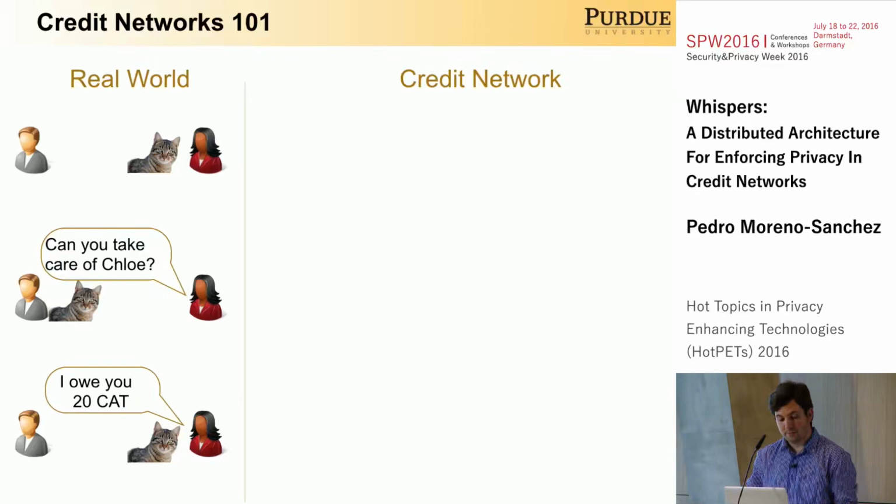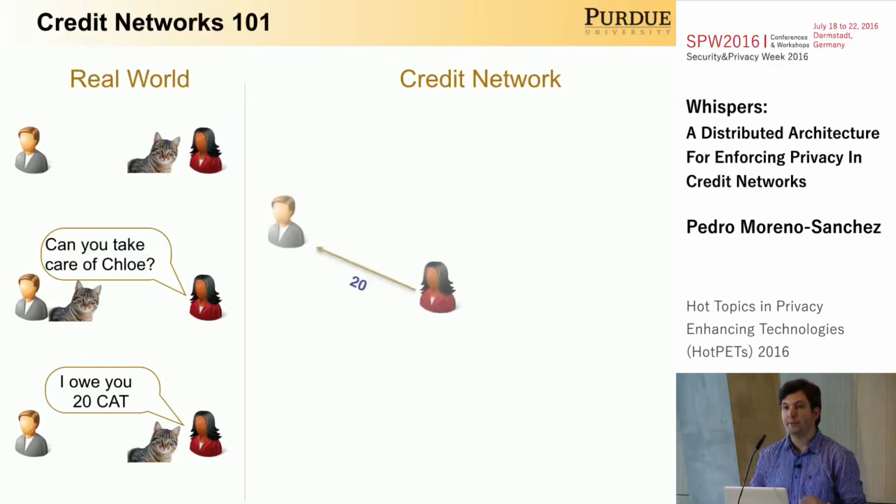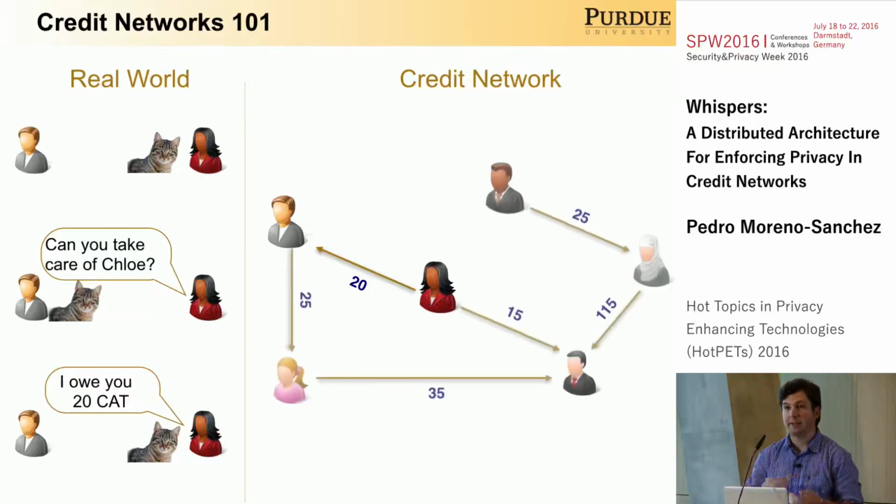We can transport this example into the credit network, creating a directed edge from Alice to Bob with a weight of 20. And as you can imagine, this process can be repeated several times between different users, paying for different services, and a complete credit network can be created.